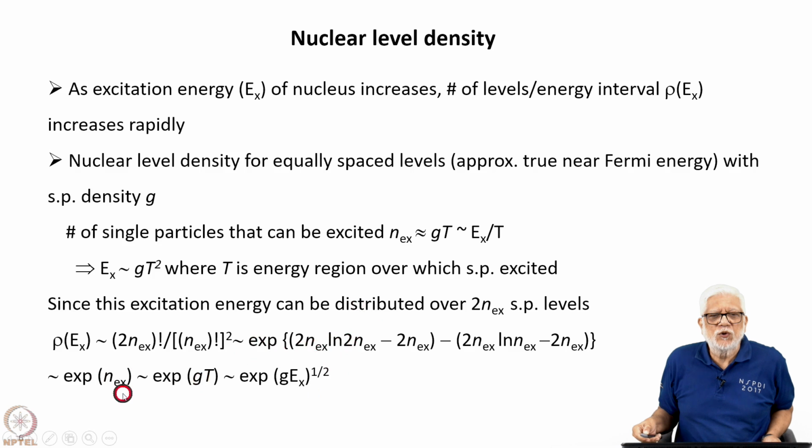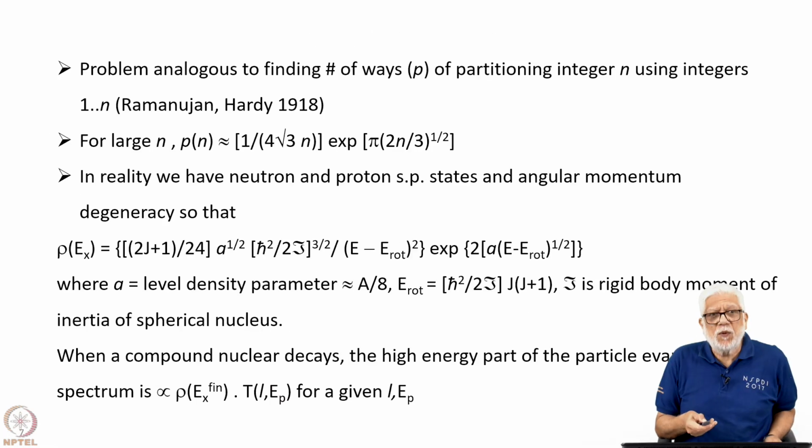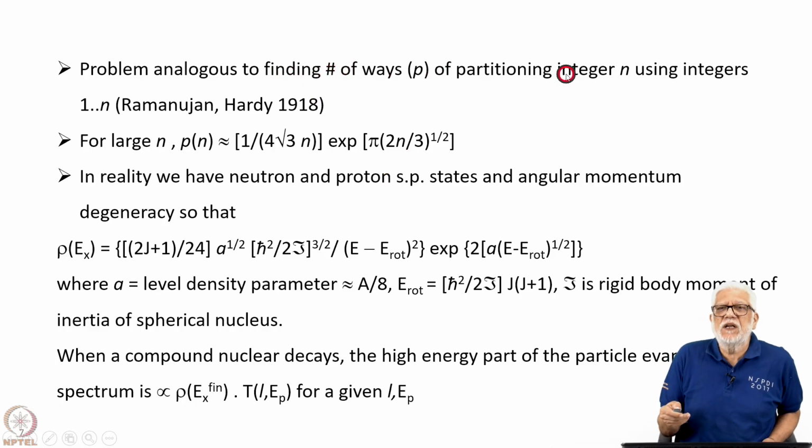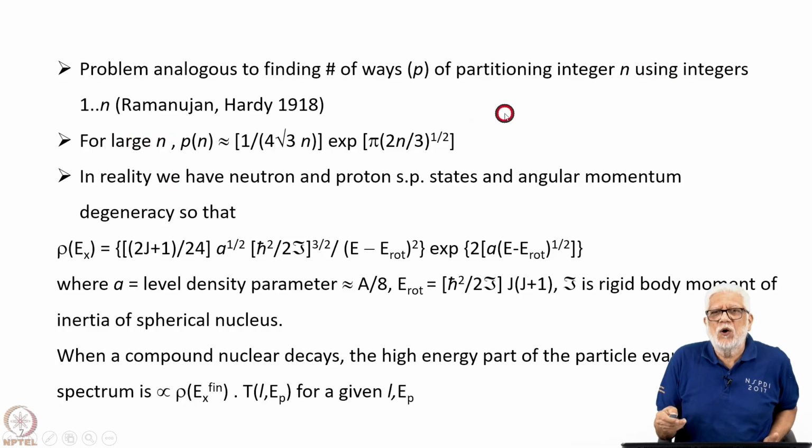Okay. So this goes like exponential G of T, or exponential square root of G times the excitation energy. This problem is actually analogous to finding the number of ways of partitioning an integer n using integers 1 to n. So suppose I have an integer 5, I can partition it as 1, 4 or 2, 3 and so on.